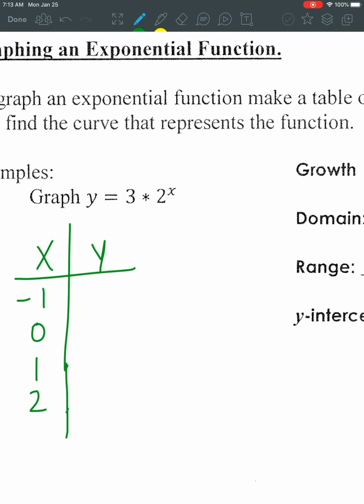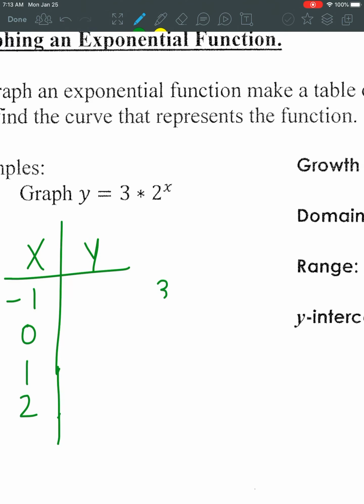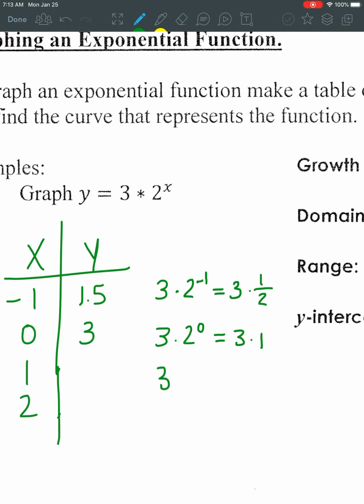Oh, and I'm going to go even further beyond just using ones. So we would plug in -1 over here for x. So remember, negative powers are going to end up switching to its reciprocal. So this would be 3 times 1 over 2 to the first power, or 1/2. So 3 times 1/2, we are getting 1.5. Plug in 0. So anything to the 0 power is 1. So that would be 3 times 1.